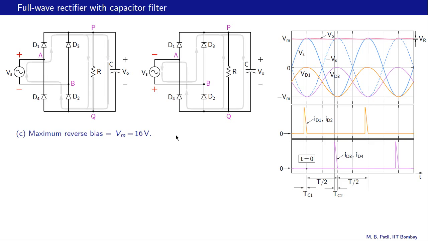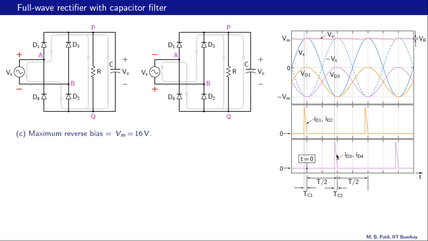Let us look at the maximum reverse bias that each diode comes across. Let's take D1 as an example. Here is VD1. When D1 and D2 conduct, of course VD1 is 0, and it goes through its maximum negative point when D3 and D4 conduct in this interval here.